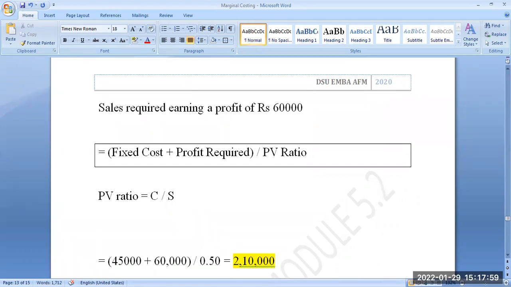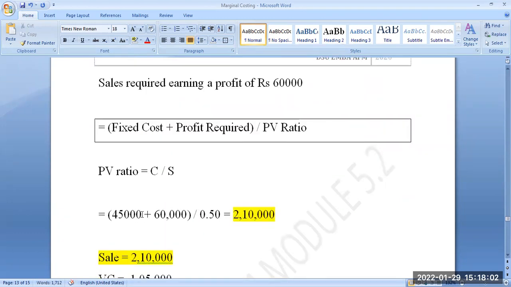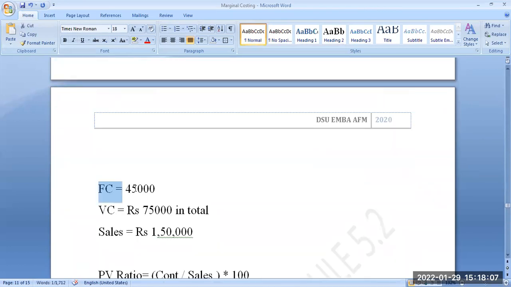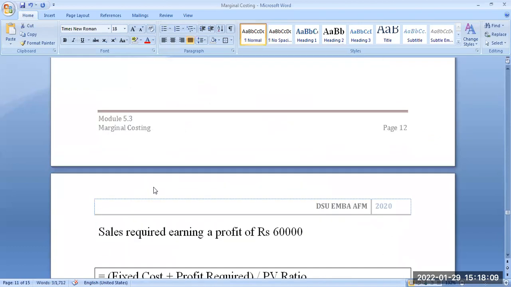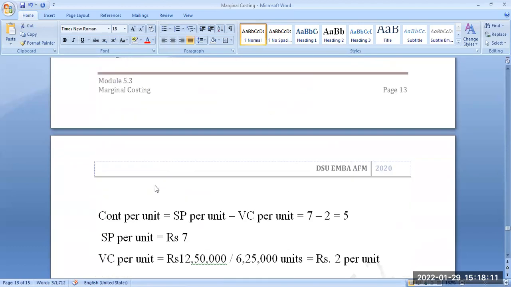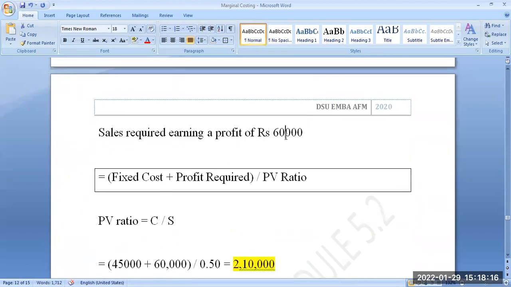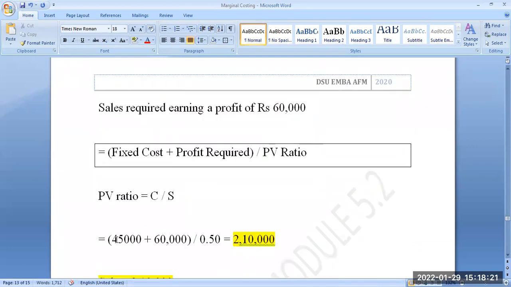Look at this example. 45,000 is the fixed cost for this company. Some data is given here. And the company expects to have a profit of 60,000 rupees. So 45,000 plus 60,000 profit, total amount divided by PV ratio. What is PV ratio? I already told you. Contribution by sales.